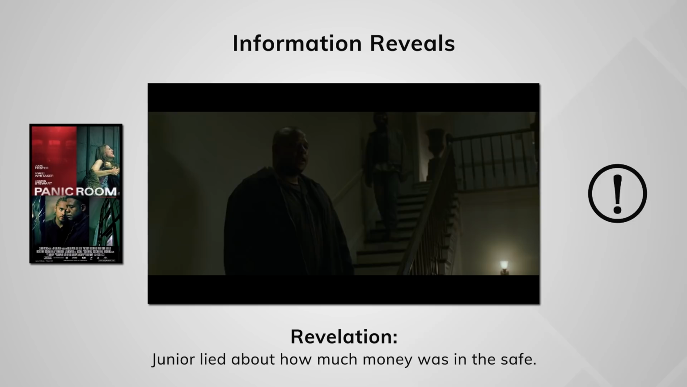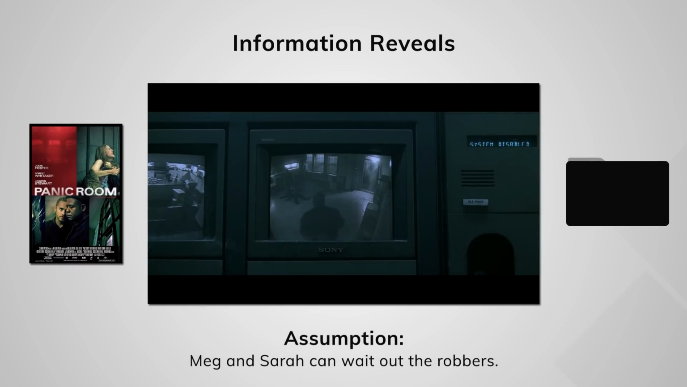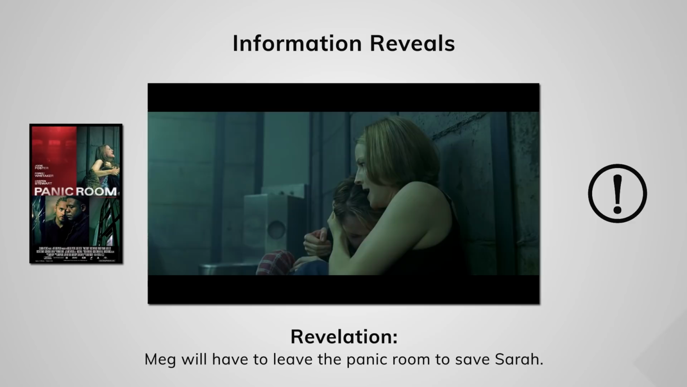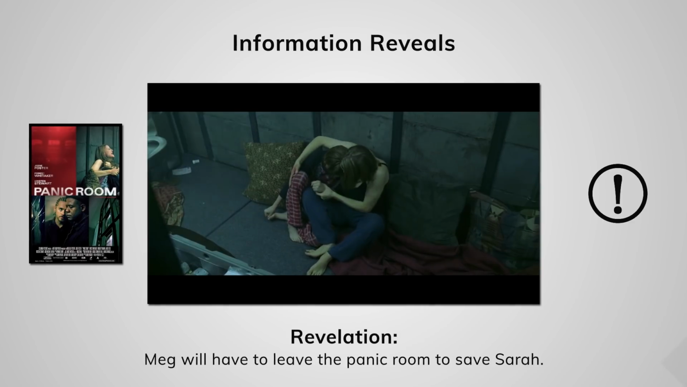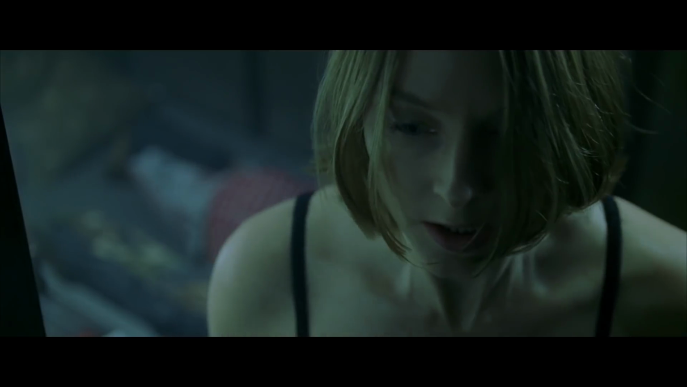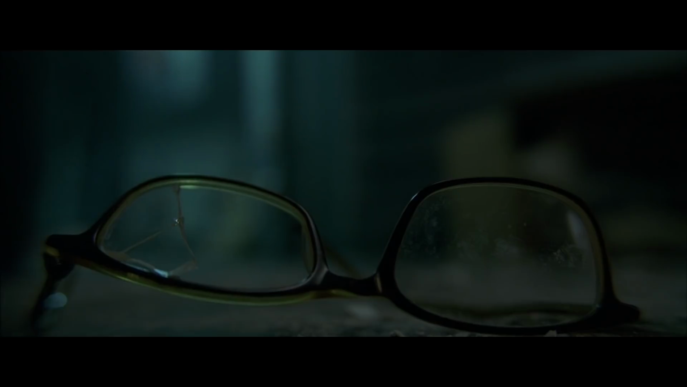This makes their desire to get inside much stronger, and Raul is fully willing to kill to get this money. And even later, it is revealed that Sarah is diabetic, meaning that she cannot stay in the panic room for an indefinite amount of time. If she doesn't get her injection, she could die. This means that Meg and Sarah can't simply wait out the robbers. They are going to have to open the door.